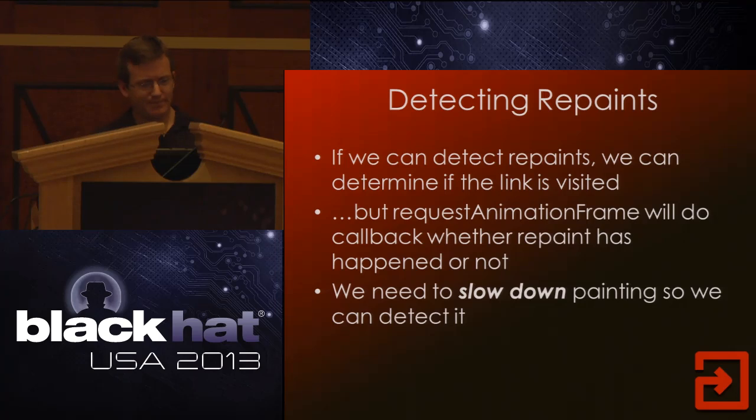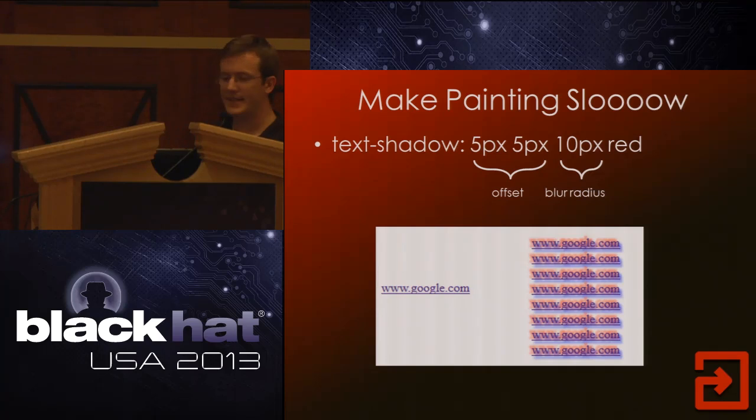So I thought, well, if we can detect those repaints, then perhaps we can find out if that link is visited. But the problem is that requestAnimationFrame doesn't tell us about repaints. It only tells us the time between frames. But perhaps if we could slow down the frames where that painting occurs, then we could detect the repaint. So how can we slow things down?